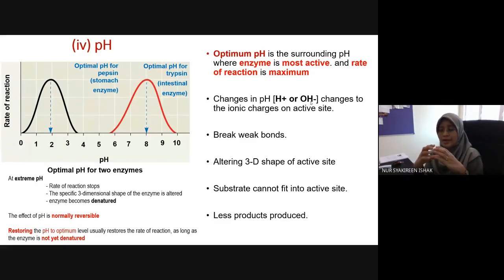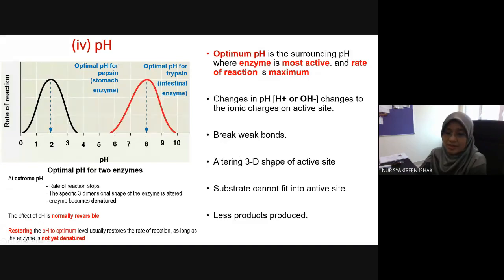When it is disturbed, the ionic bond can be broken and causes the enzyme to be, for example, denatured. Because the different concentration of hydrogen ion and hydroxide ion may cause the bonds to be broken and causes the enzyme to be denatured later. Okay, so it breaks weak bonds, one of which is the ionic bonds that are found in the active site of enzyme. So this will alter the 3D shape of the active site.